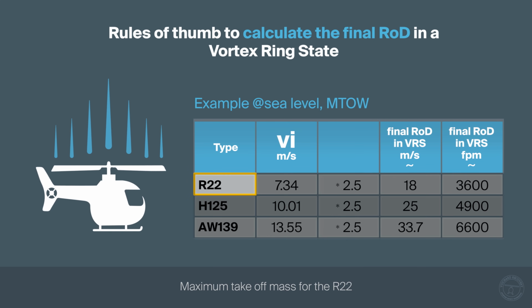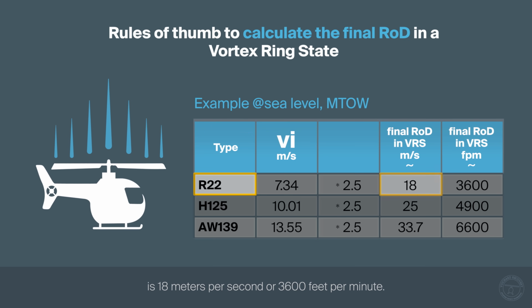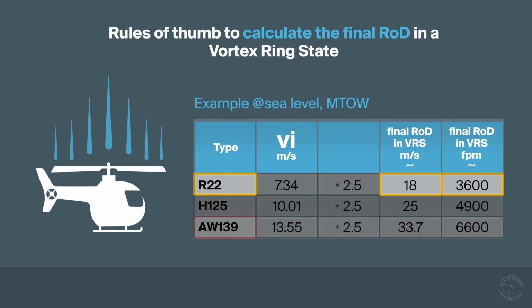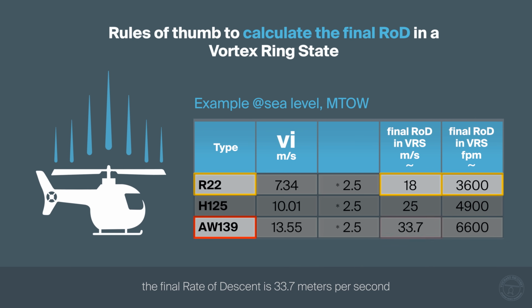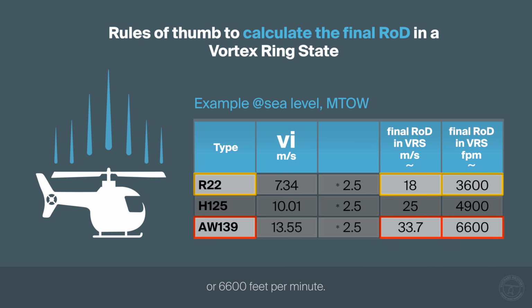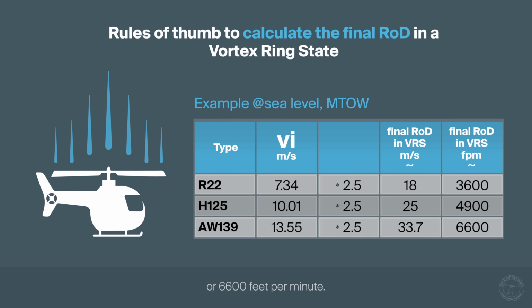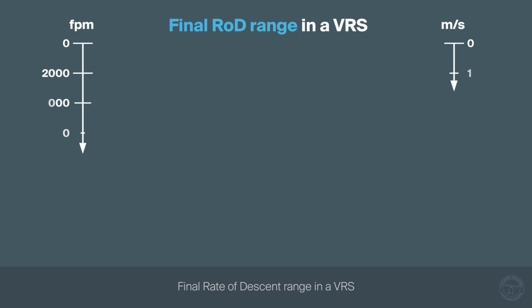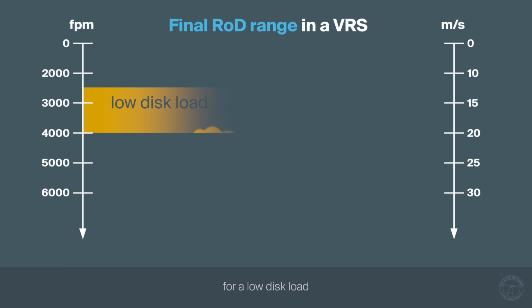For the R-22, the final rate of descent in the VRS is 18 meters per second, or 3,600 feet per minute. For the AW139, the final rate of descent is 33.7 meters per second, or 6,600 feet per minute. Final rate of descent range in a VRS for a low disk load.